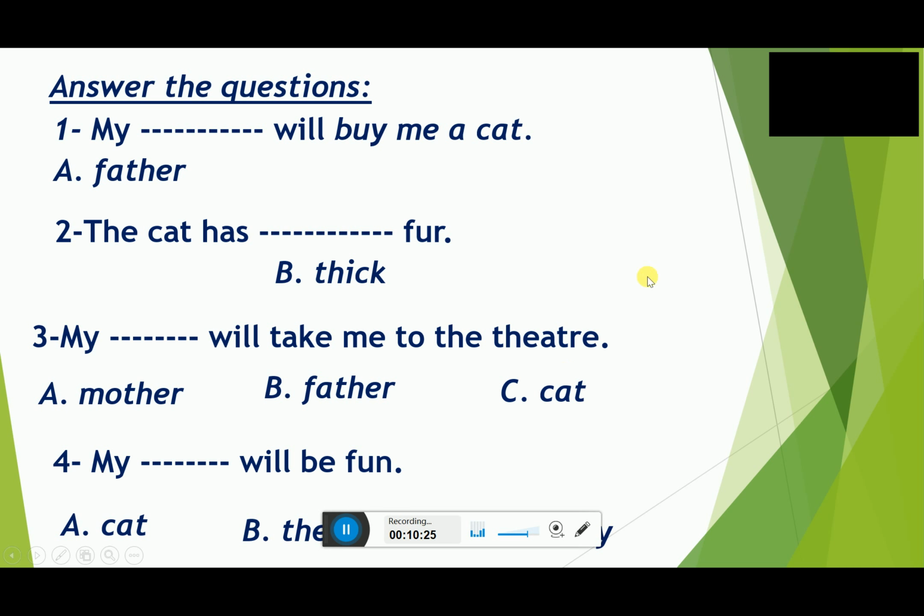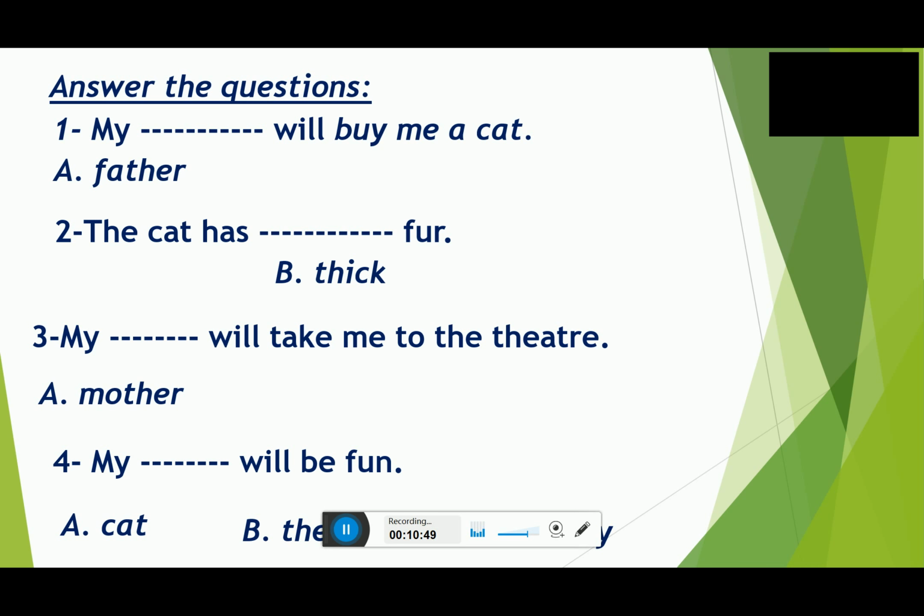Let's take off one incorrect answer and another incorrect answer. So the correct answer is mother. So my mother will take me to the theater. Let's move on to the next question. Mariam? My something will be fun.